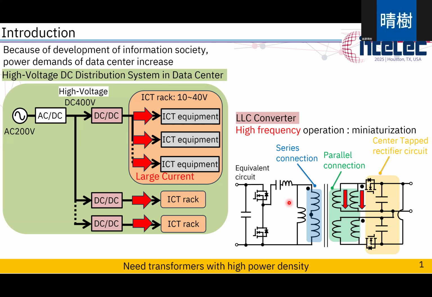To realize high step-down ratios, the primary winding is connected in series, and a large current flows in the secondary side, so the secondary winding is connected in parallel to distribute the large current. And the last is a center-tapped rectifier circuit for low conduction loss. So we need transformers with high power density.